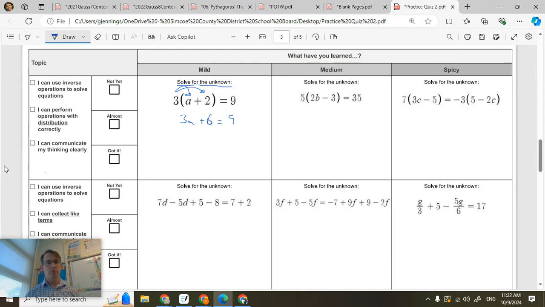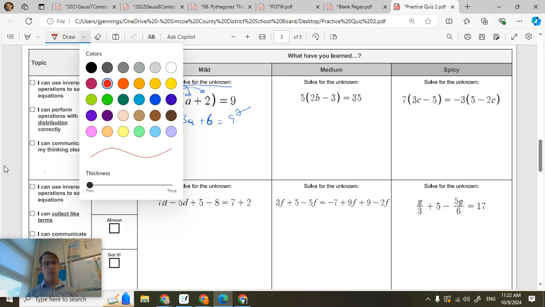Legibility matters, so Mr. Jennings, write that 6 so that people can read it. And write your A so that it's clearly an A, because you got a 9 over there. You don't want that 9 looking like an A and the A looking like a 9. People will be confused. All right, and then we go ahead and get out our inverse operations pen.